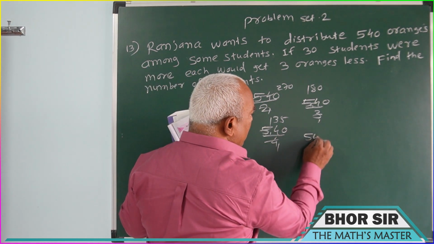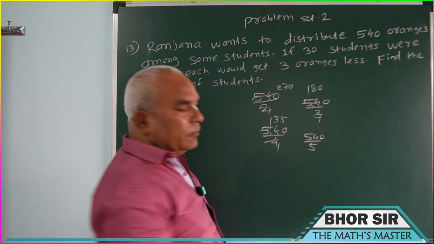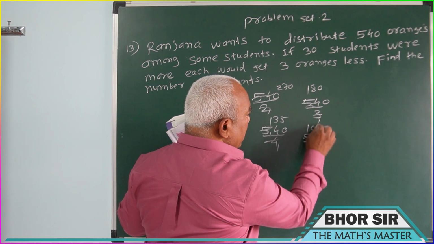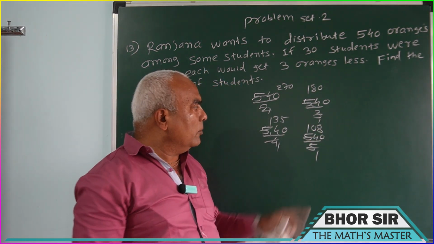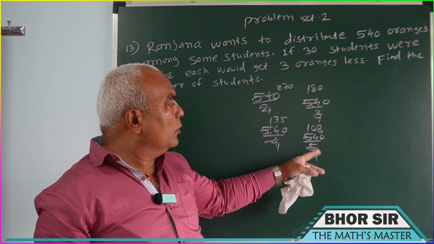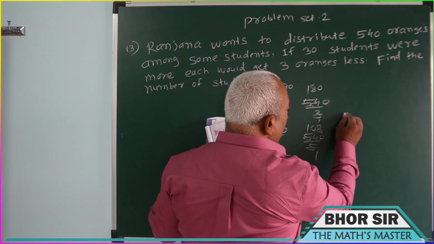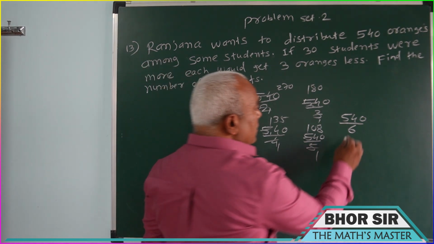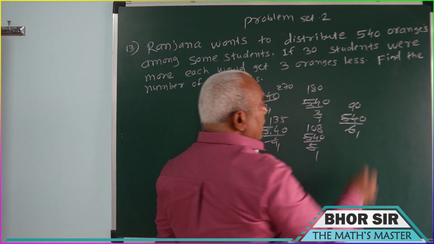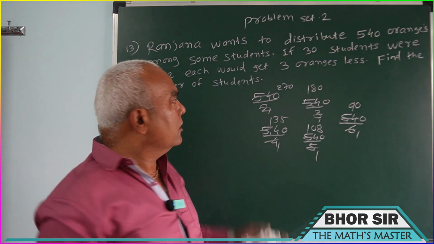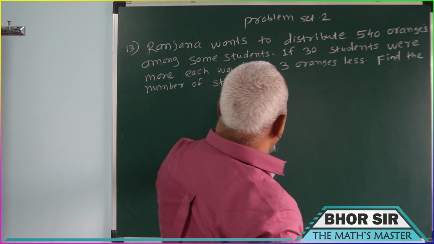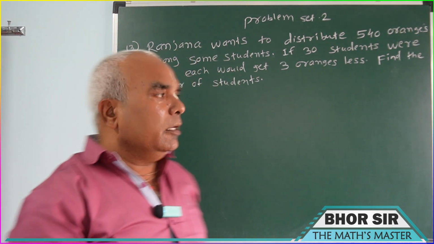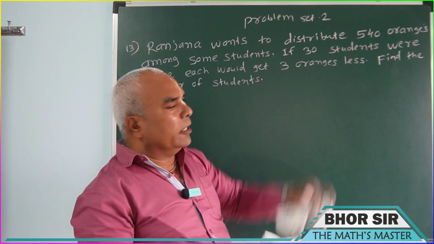If we give 5 oranges, then the total number of students will be 108. If we give 6 oranges to one student, then 90 students will be covered. See here, this way we can say that the number of students multiplied by the oranges each student gets, that answer will be 540.